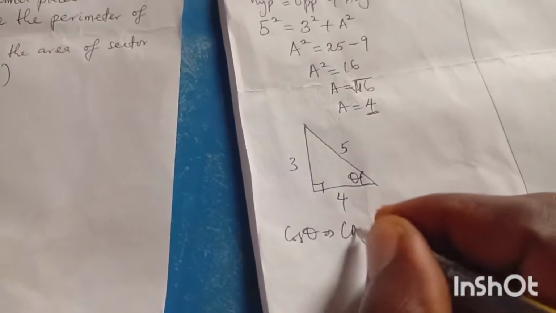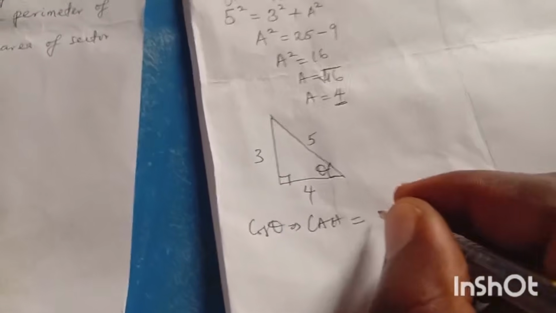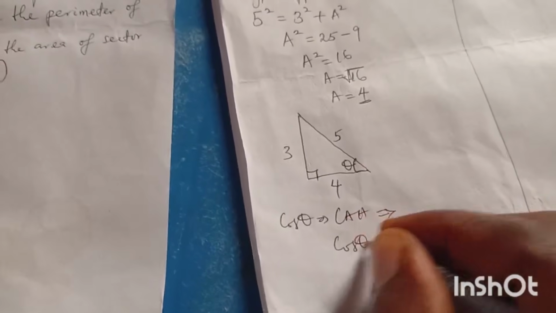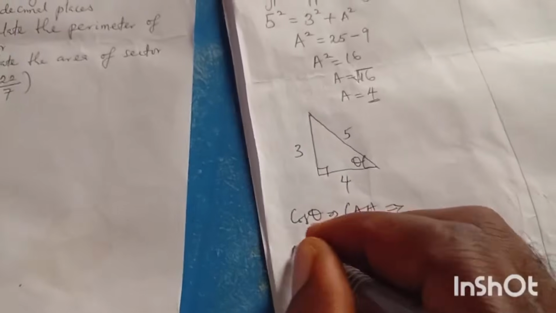The question 1 said, find cos theta. Cos theta is from CAH, which means adjacent over hypotenuse. That is, cos theta equals adjacent over hypotenuse. What's my adjacent? 4 over 5. Case closed. First one solved. Second one, tan theta equals opposite over adjacent. Which was my opposite? 3 over 4. Case closed. Question 1a settled. Now to settle question 1b.